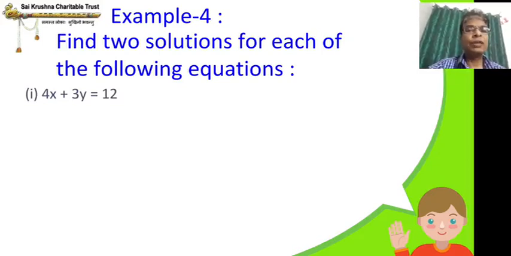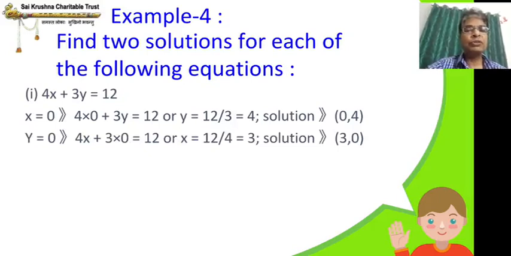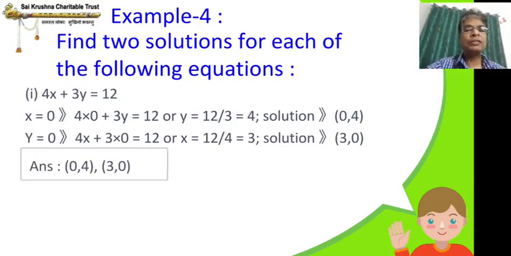So now once again I will explain in detail, but from the next question onwards you should be able to do it yourself. If x equal to 0, 4 into 0 plus 3y equal to 12, y equal to 12 by 3 equal to 4, solution (0, 4). And if y equal to 0, 4x plus 3 into 0 equal to 12, or x equal to 12 by 4 equal to 3. So (3, 0). So 2 solutions we have found and the answer is (0, 4), (3, 0). I think this is very clear for all of you.